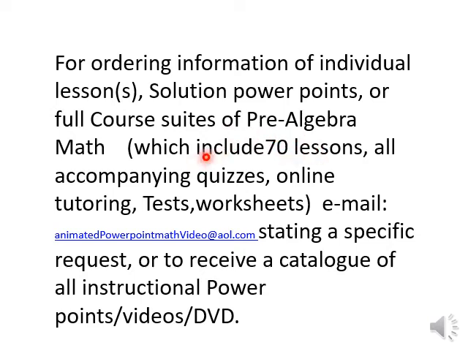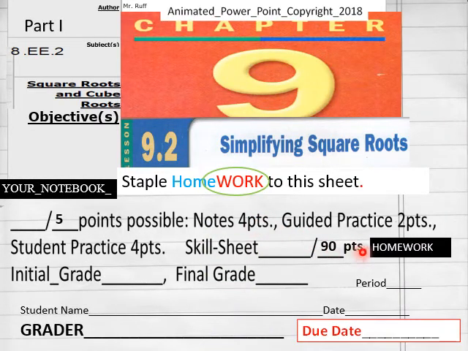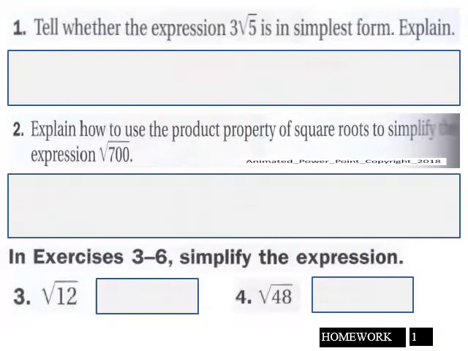Hello everybody, getting ready to do lesson 9.2 part 1 homework for pre-algebra math today. For today's homework, you've got 90 points on your homework sheet. 9.2 part 1, simplifying square roots. Name, date, period, students down here, then due date. Onliners, homeschoolers, put your due date there.